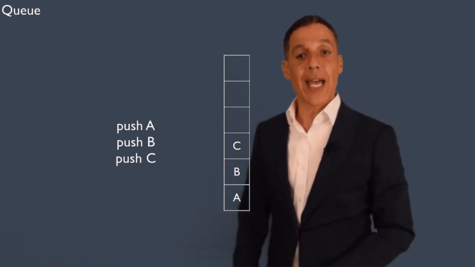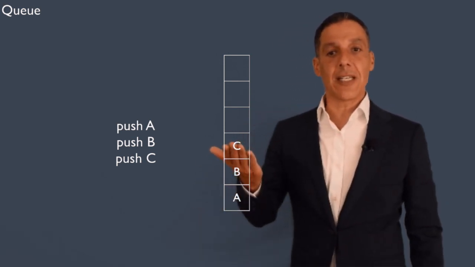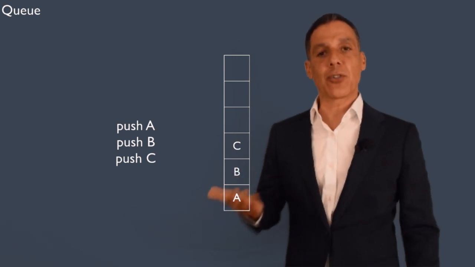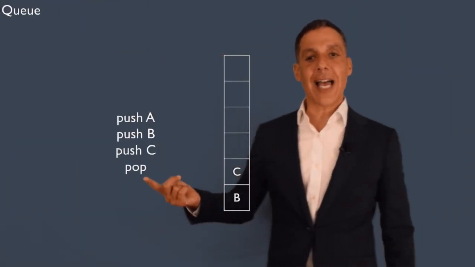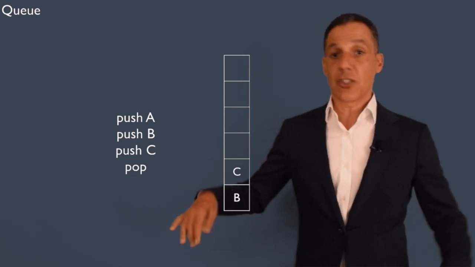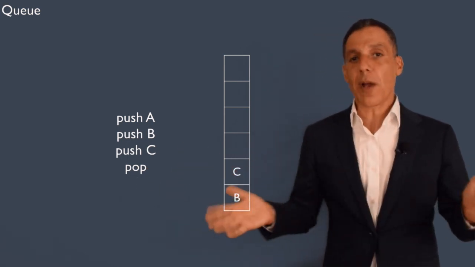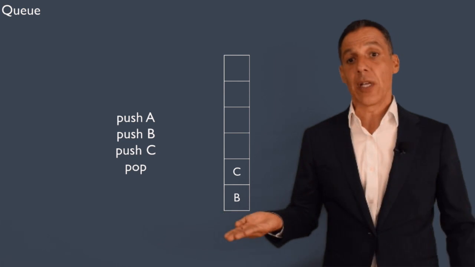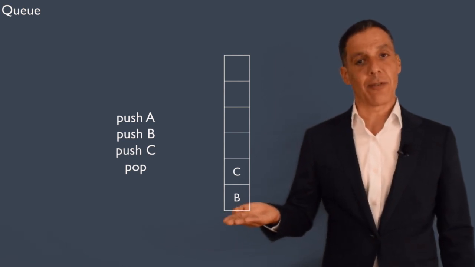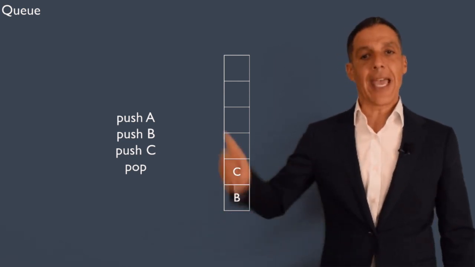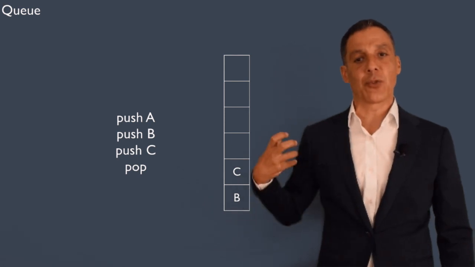And now when I delete, I can't delete C. I can only delete the first person in the queue. So when I delete, I simply say pop. Since only one person can be deleted from the queue, the first person that was inserted, the person at the front of the queue, A gets popped out, and that's what gets returned to you.